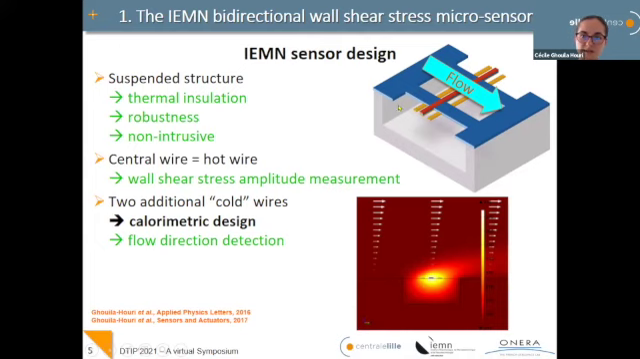To this design, we added a little complexity with two lateral cold wires that measure the temperature distribution around the heater, as you can see here. These two cold wires are used to detect the flow direction, which corresponds to the sign of the wall shear stress, because the upstream wire will be cooler than the downstream wire, and the difference of temperature gives us the sign of the wall shear stress.